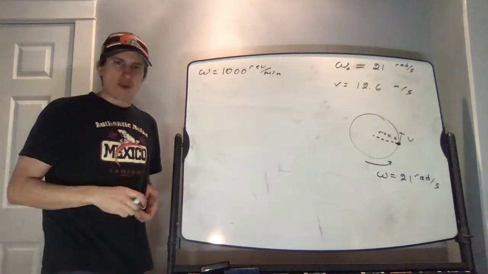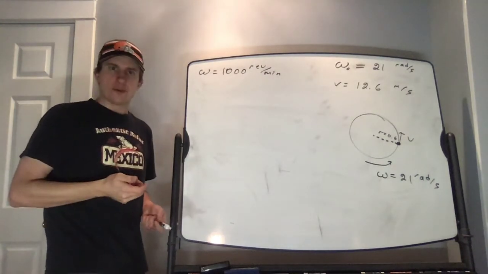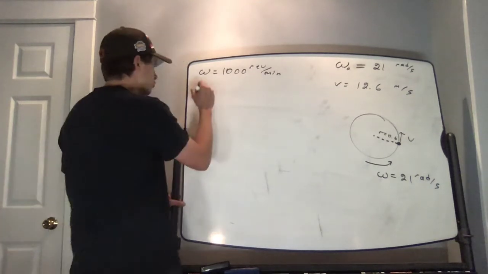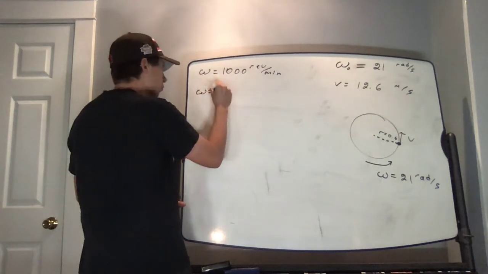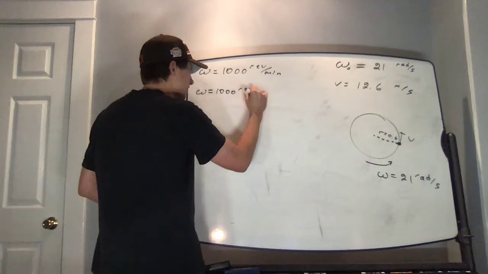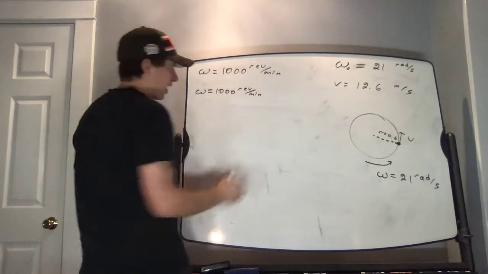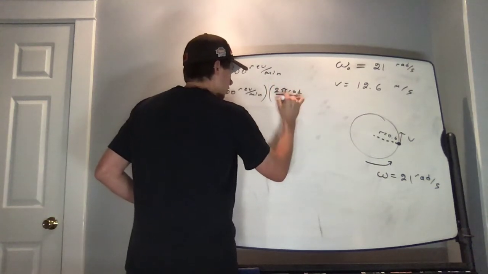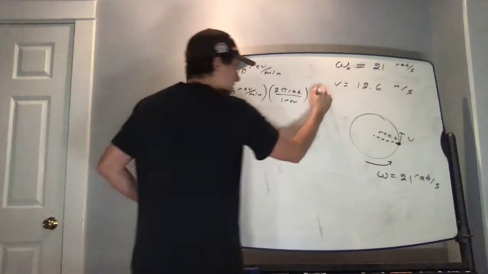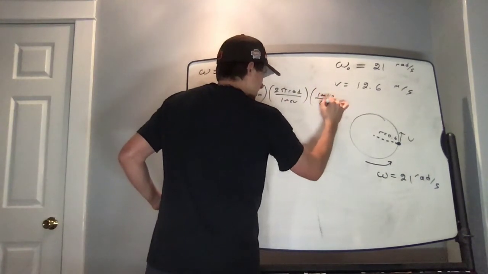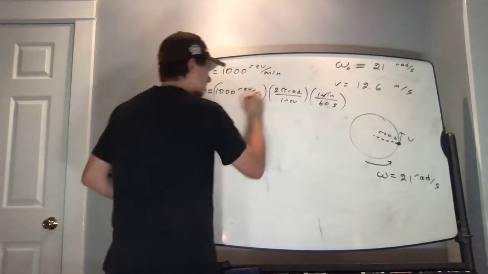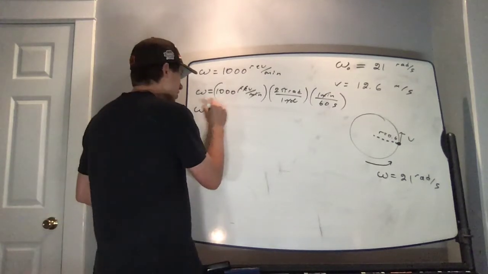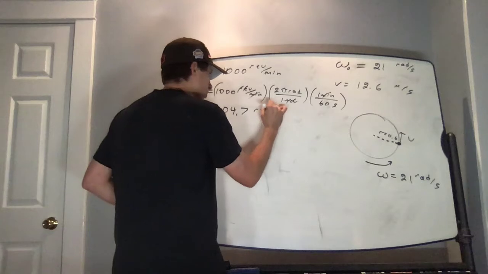In order to solve this problem, I'm going to convert this 1,000 revolutions per minute to radians per second, and I'm going to do it just like I did in part A. So I could write omega final, we want to be 1,000 revolutions per minute, and 1 revolution is 2 pi radians. I could do that conversion, 2 pi radians over 1 revolution, times 1 minute over 60 seconds. And when I do this conversion, I find that the final angular velocity of the wheel is going to be equal to 104.7 radians per second.